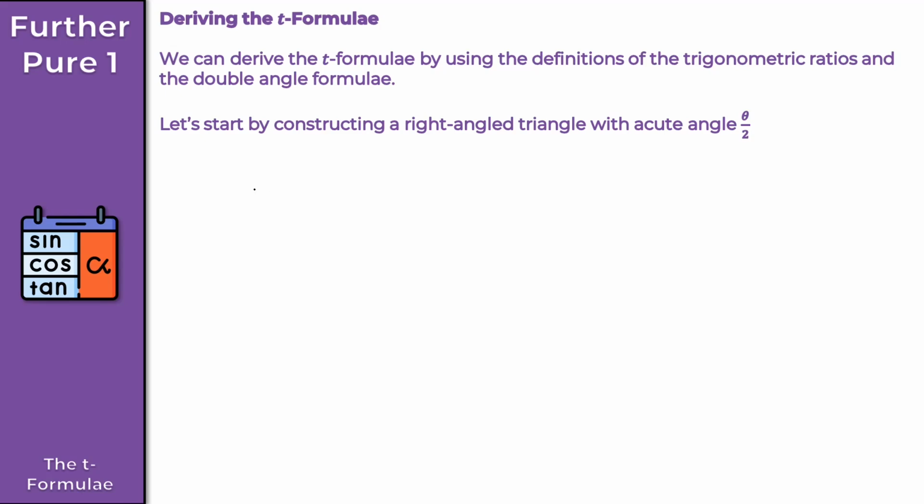To get us started here then, let's just begin by constructing a right angle triangle with an acute angle of theta over 2. And if we do so, we obtain the following here. What's important with this right angle triangle is the opposite side to our acute angle, we need to label that as t. And then the adjacent side here, we label that as 1, and then by using Pythagoras, the hypotenuse must be the square root of 1 plus t squared. Just basic Pythagoras there.